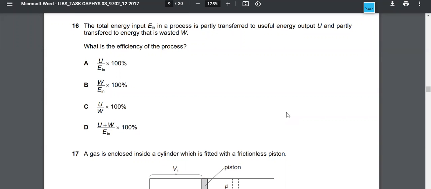All right, for today's midterm review questions, we're going to be looking at some of the concepts belonging to chapter 5, work, energy, and power. Question 16 here reads, the total energy input, E sub n, in a process is partly transferred to useful energy output, U, and partly transferred to energy that is wasted, W.